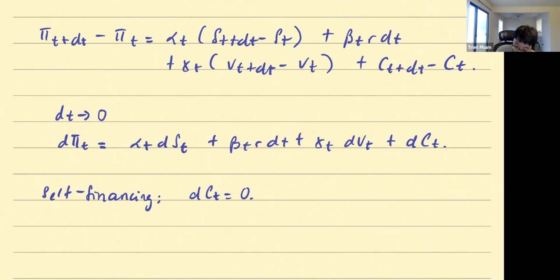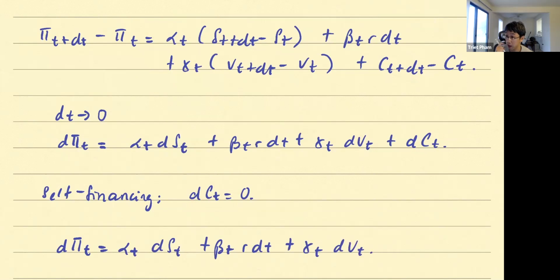And so basically the message is the dynamics of any self-financing portfolio investing in stock, cash, and derivative will be like this. The message is the change in the portfolio value in a short time interval will result purely from the change in stock price, interest rate gain, and change in derivative value. All right, question.